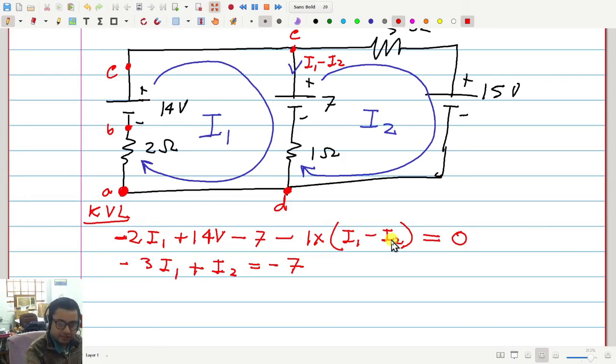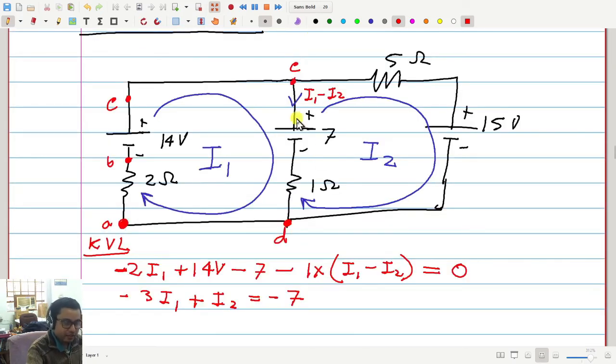Sir, are we finding the potential difference between C and D? Sir, what are we finding in this question? In this question, I1 and I2 we are finding. Following this, we have to find everything, all the currents in all the branches and all the voltages across all the elements, all resistances, everything. Solve the circuit means find everything that you can find about the circuit.